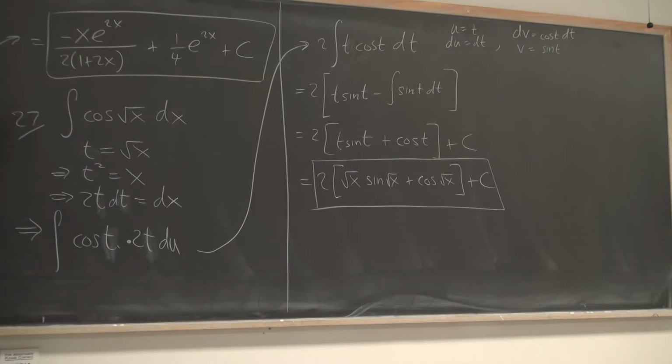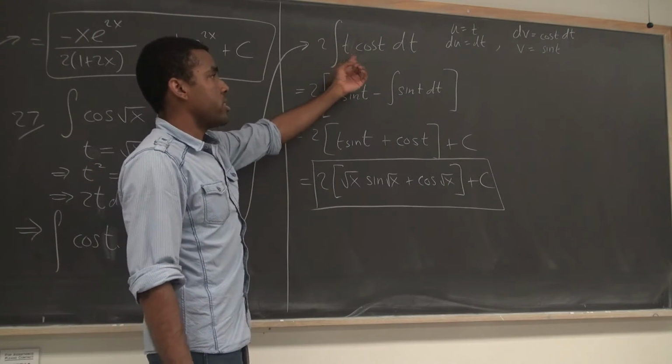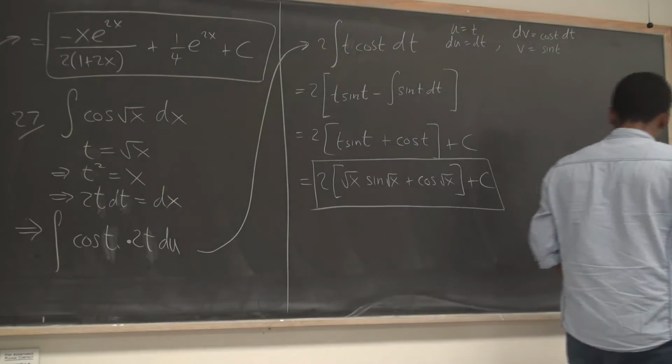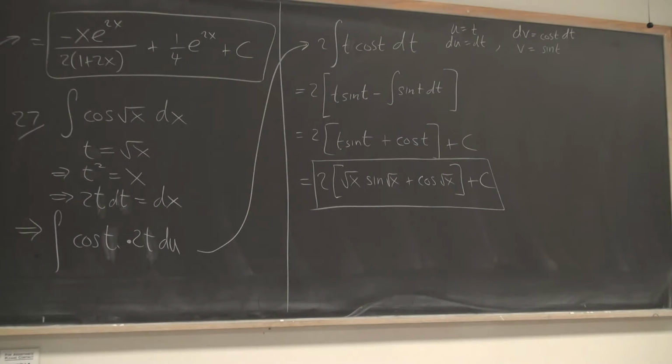Incidentally, on the quiz, I think I put e to the radical x. The same process would have worked. You would have simplified, you would get like t e^t or something like that. And then you just do by parts. What's the other one? Any other question?